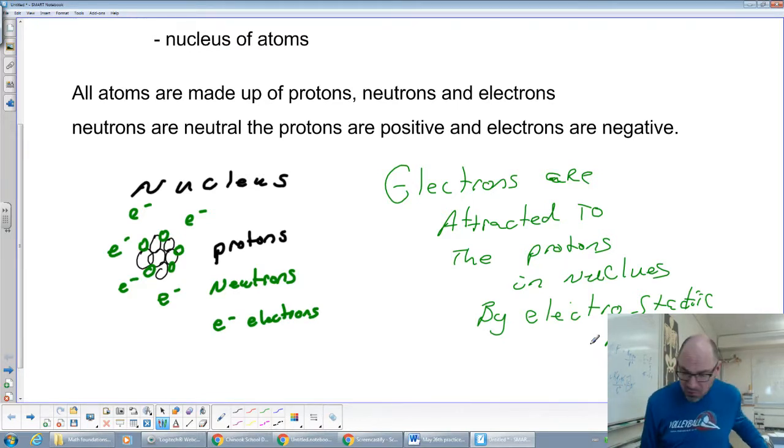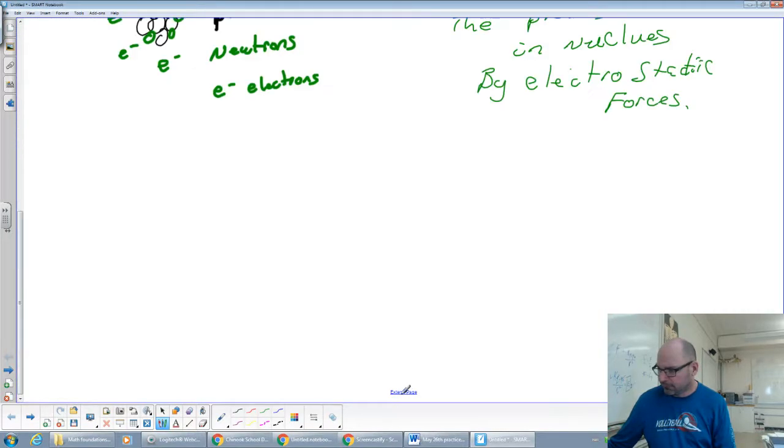However, how come the protons, which electrostatic rules tell us should repel each other, don't fly apart? What's going on? Well, there's a force that they call the strong force. That's what holds protons together in a nucleus.